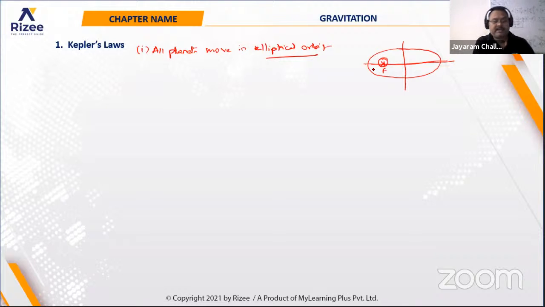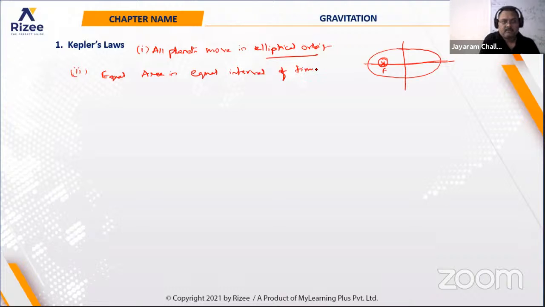Now coming to the second law. What is the second law? This second law is going to be a very, very important one. All the planets cover equal areas in equal intervals of time. So what is the condition? All the planets cover equal area in equal intervals of time. This is one of the major important things.